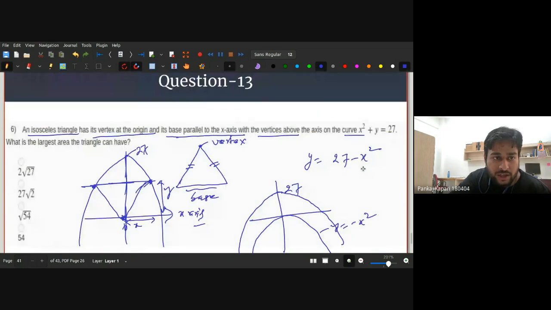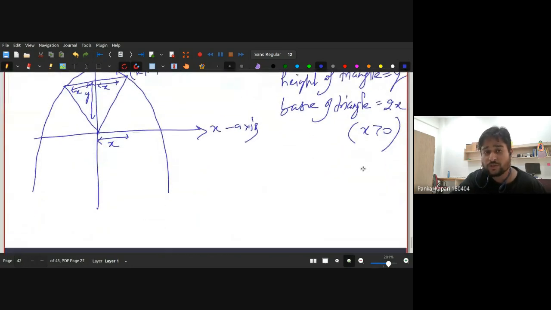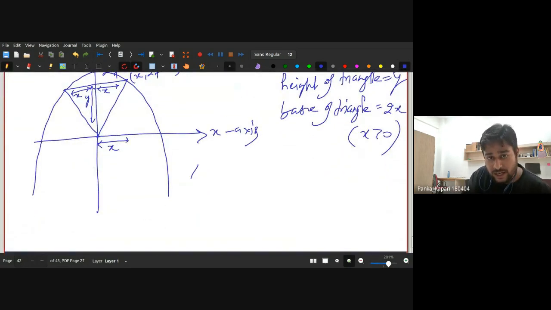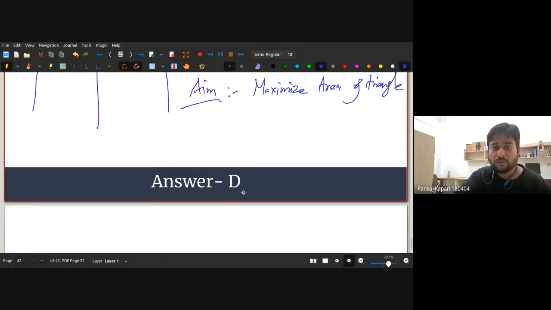And what we have to find is the largest area of such a triangle. So we have to maximize the area of this triangle. So what is our aim? Maximize the area of such a triangle. Okay, so what is our area?